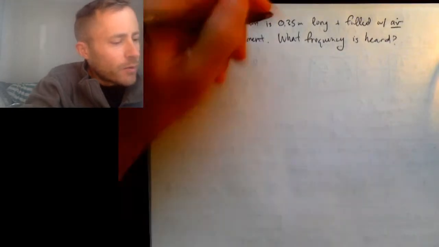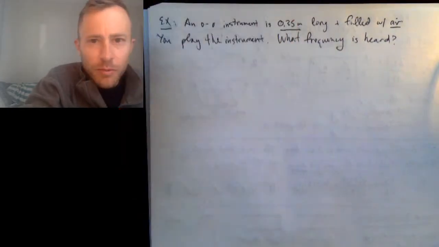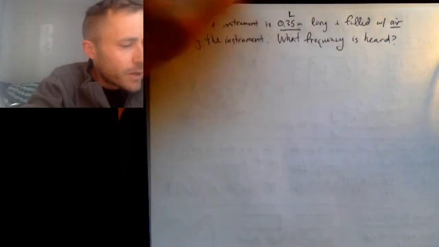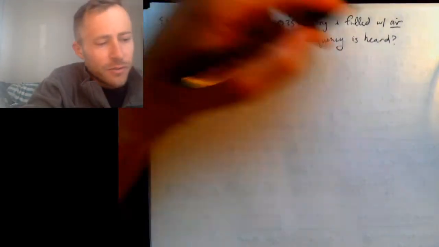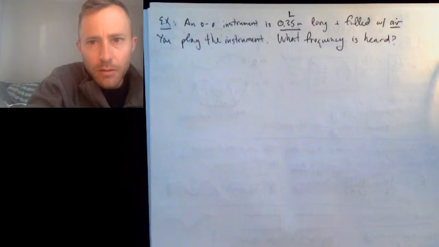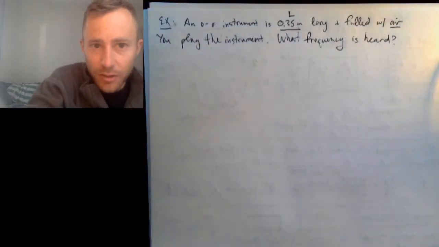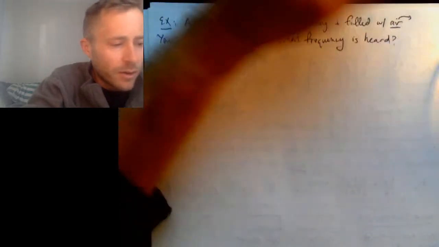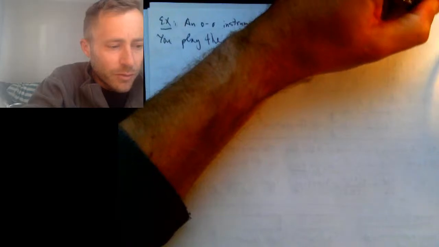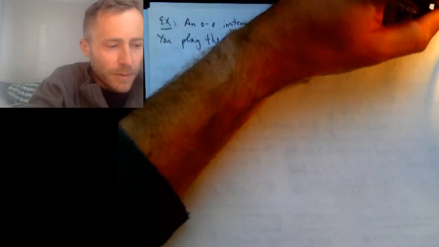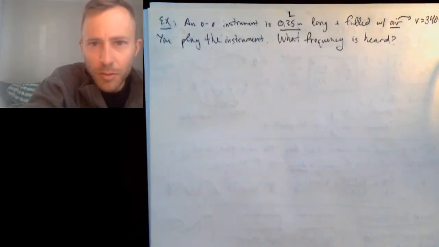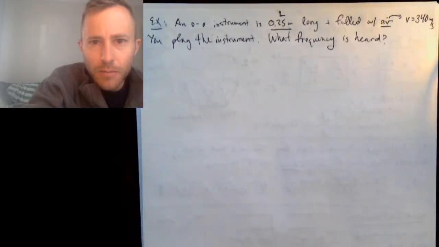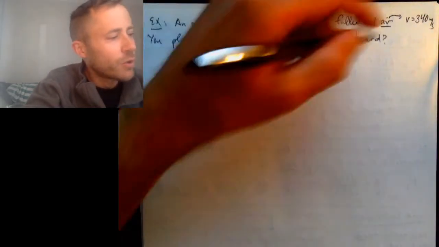So obviously 0.35, that is L. The fact that I said it's filled with air is telling you basically what medium it is and therefore the speed of sound. So if we're talking about air, the speed of sound is 340 meters per second. We don't know what the temperature is, so we won't worry about that. You play the instrument, what frequency is heard?